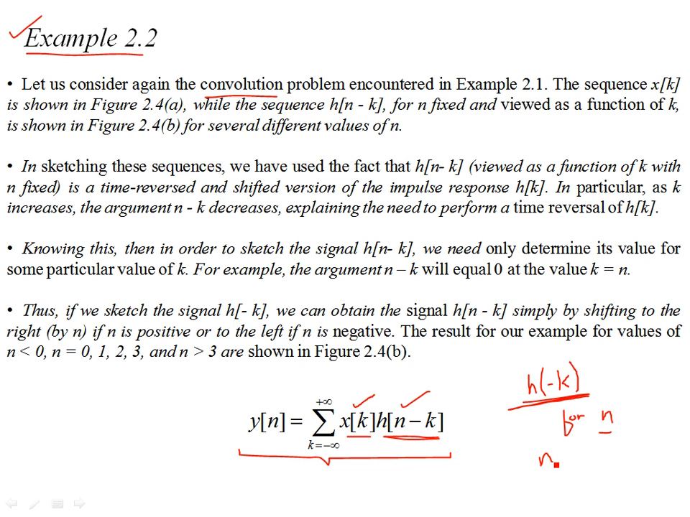Now n can be greater than 0 or it can be less than 0. If n is greater than 0, a positive quantity, then h of minus k is going to shift towards the right. If n is less than 0, then this impulse sequence is going to shift towards the left. For the corresponding shift, you have to multiply this with the sequence x of k and then sum all the samples.